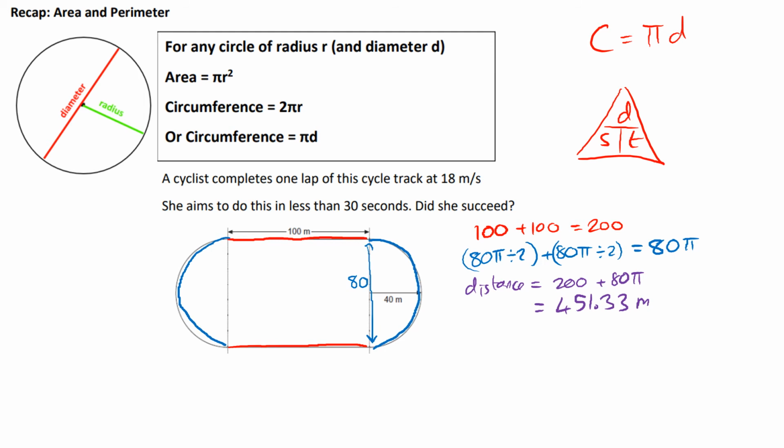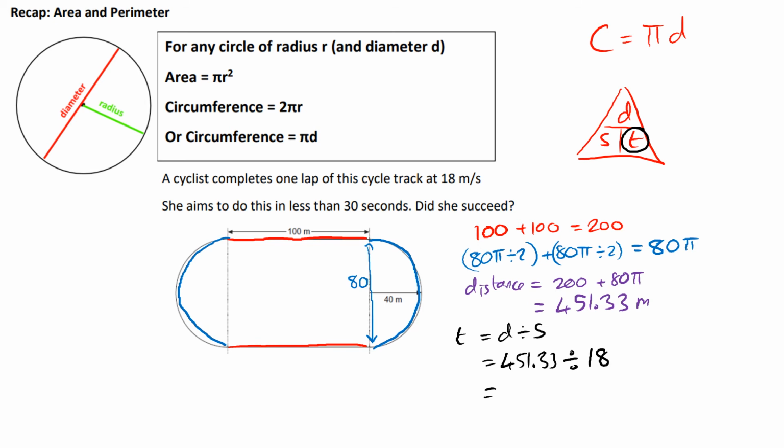Have we answered the question? No, because we want to find out about her time. It says she does the track at 18 meters per second. She wants to do this in less than 30 seconds. Does she succeed? Well, we want to find the time she took, so that's distance divided by speed. T equals D divided by S. So that will give us 451.33 divided by her speed, which was 18.